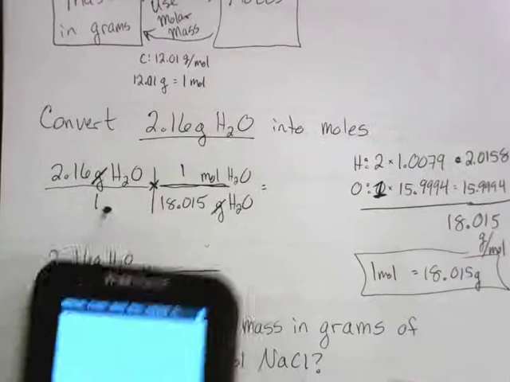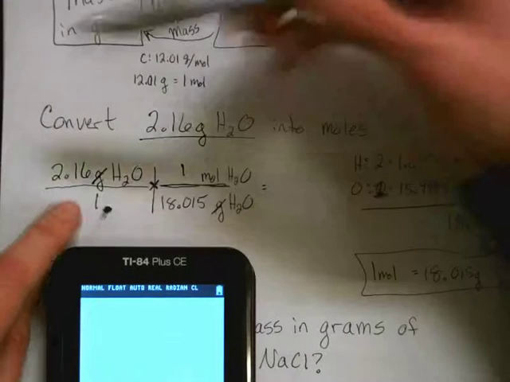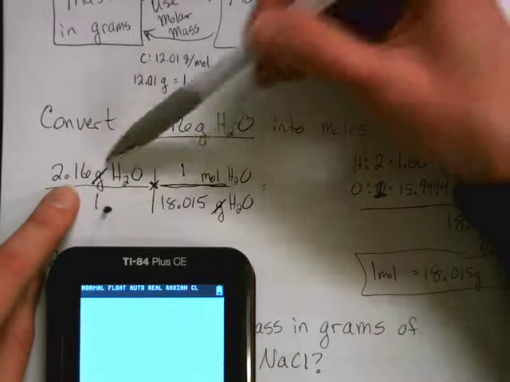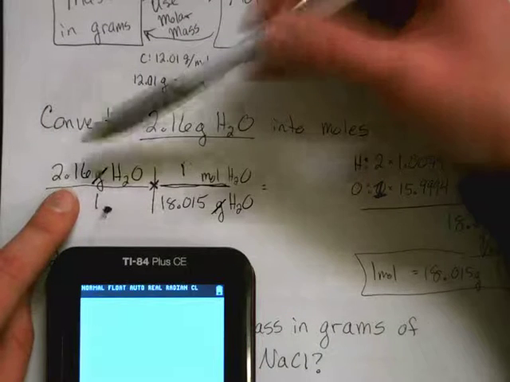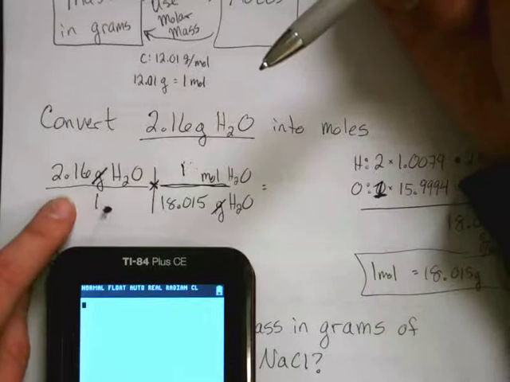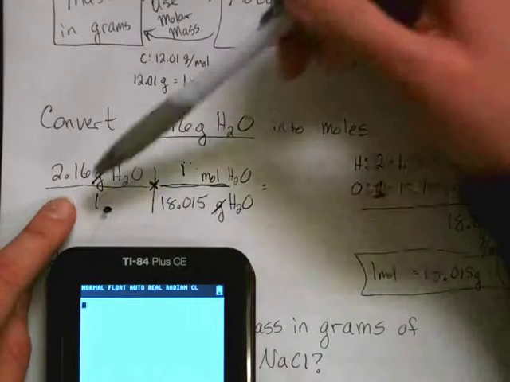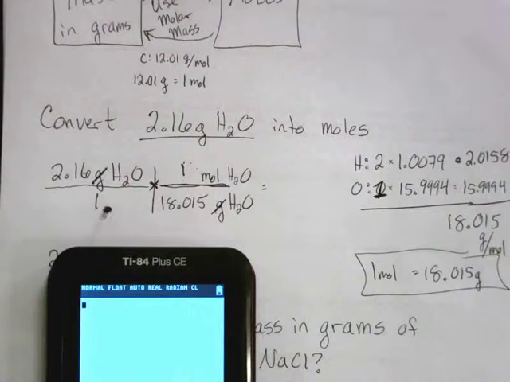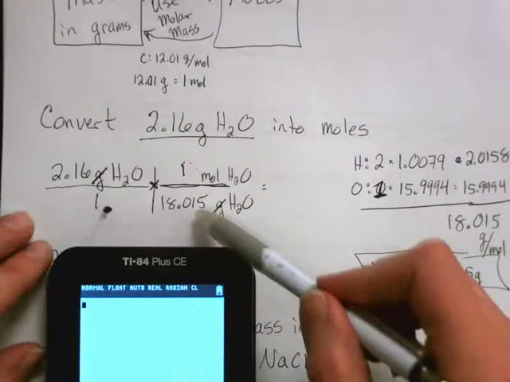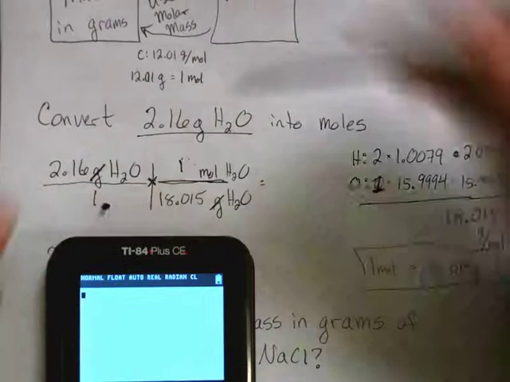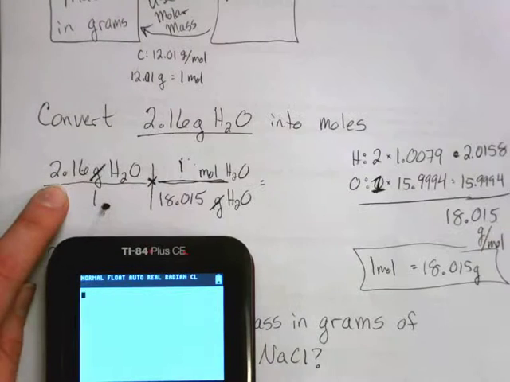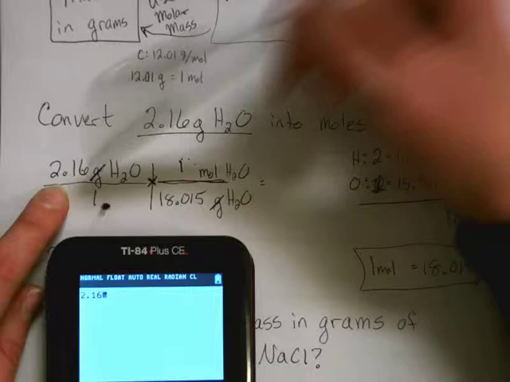Now, to plug this into my calculator, what I do is I multiply any numbers that are on the top. On the top, I times. That's one way you can remember them. And I am going to divide any numbers that show up on the bottom. So down, I divide.